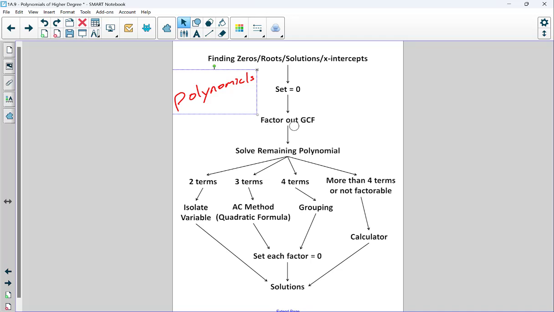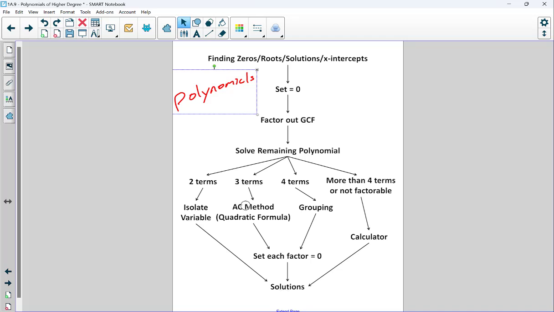Well, if we're factoring, pull out the GCF first. Always pull out the GCF first. If we don't pull the GCF out first, we're going to have a bad time. Once we've pulled out the GCF, we need to solve the remaining polynomial. This is where the number of terms is helpful to know. If there are 2 terms, well, then it's already fully factored. Set each factor equal to 0, continue isolating the variable.